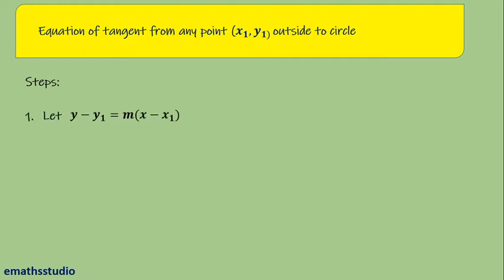Let the equation of the tangent be y minus y1 is equal to m into x minus x1. Now this x1, y1, whatever point is given, you can substitute here. Now what is unknown? Unknown is m. You have to determine m. Now how to find m?